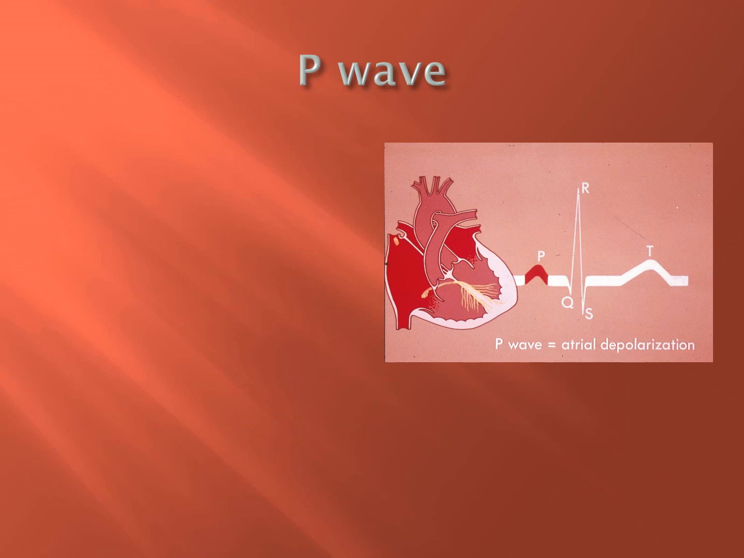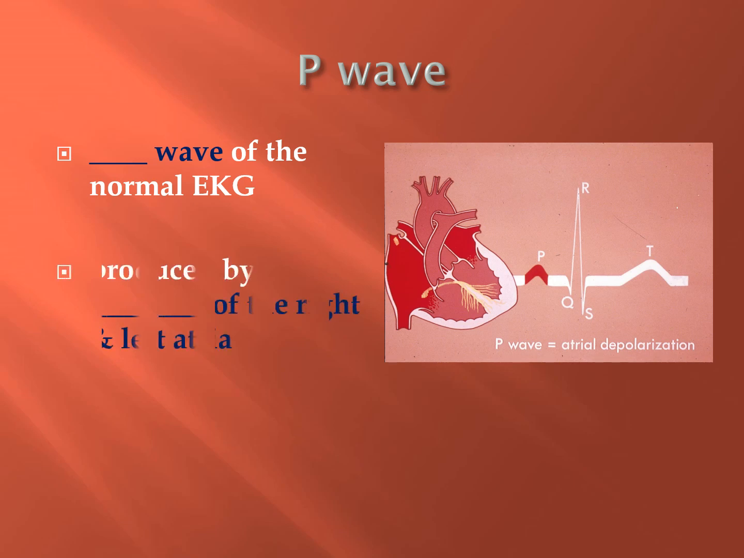The P wave is the first wave of a normal EKG. This is also what can be abnormal when someone has atrial fibrillation or atrial flutter, in those cardiac arrhythmias. So the first wave of a normal EKG is the P wave. It is produced by depolarization of the right and left atrium.